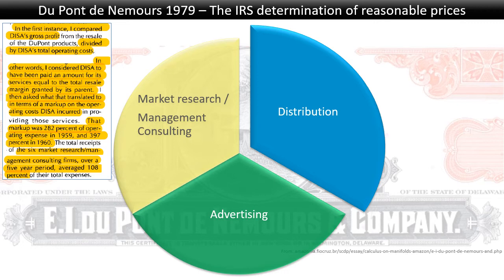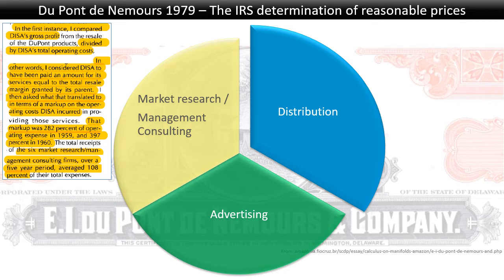And for the market and research, this is what Berry wrote. He says, in the first instance, I compared DISA's gross profit from the resale of DuPont products divided by DISA's total operating costs. So gross profit means you cut out COGS. In other words, I consider DISA to have been paid an amount for its services equal to the total resale margin granted by its parent.